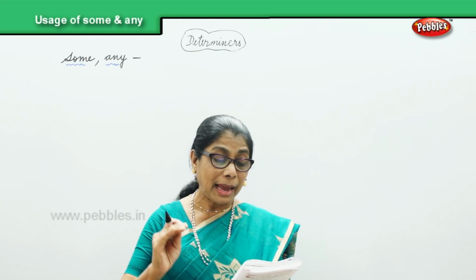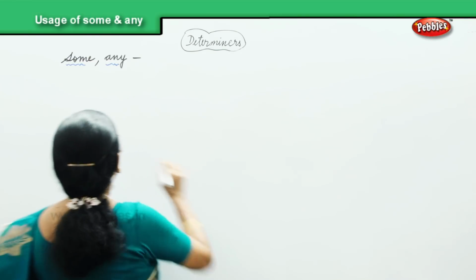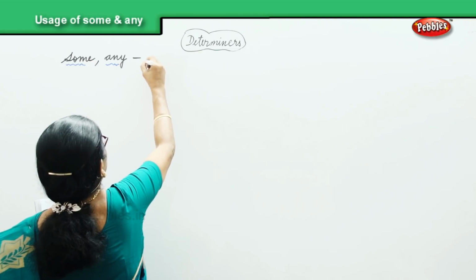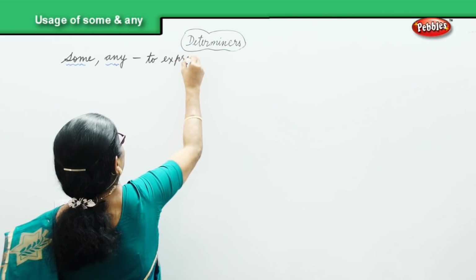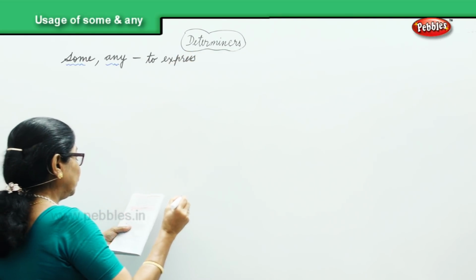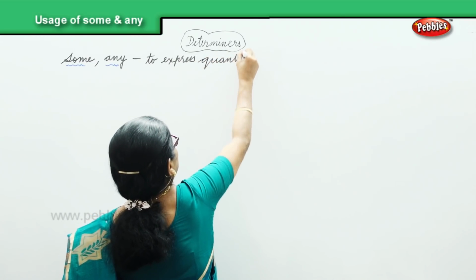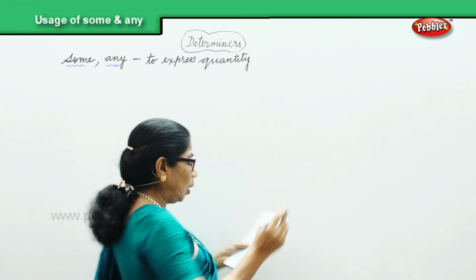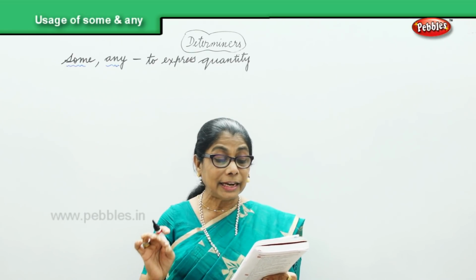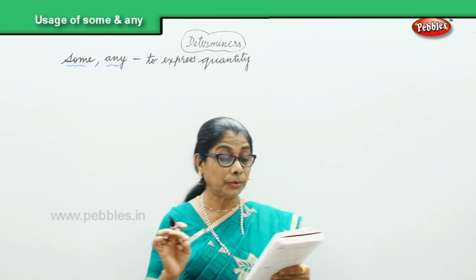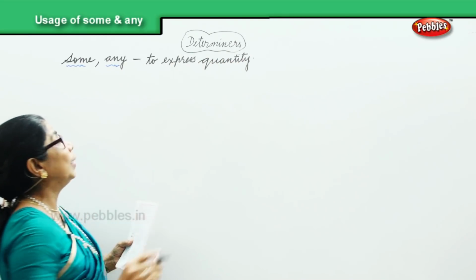Now, some and any are used to express quantity. Some, any, we use them to express quantity. Some is used in the affirmative sentence. So these two, some and any, are used to express quantity.